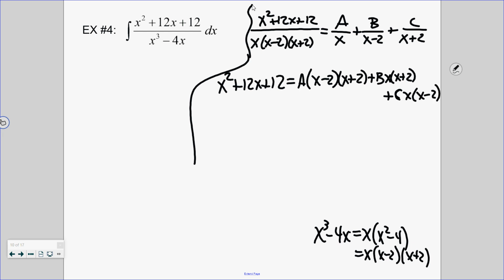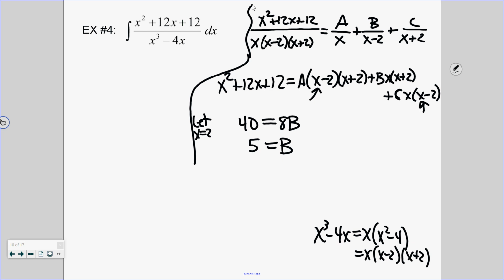All right, so we're going to go through the same process. First we're going to let x equal 2. I just picked that first because it's the first one I saw. So you'd have 4 plus 24 is 28 plus 12, so that's 40 equals, you put 2 here, you're going to get 0. That's why I picked it. And 2 here is also going to get 0. So that helps a little bit. So we get 2 times 4, that's 8b. So b is going to equal 5.